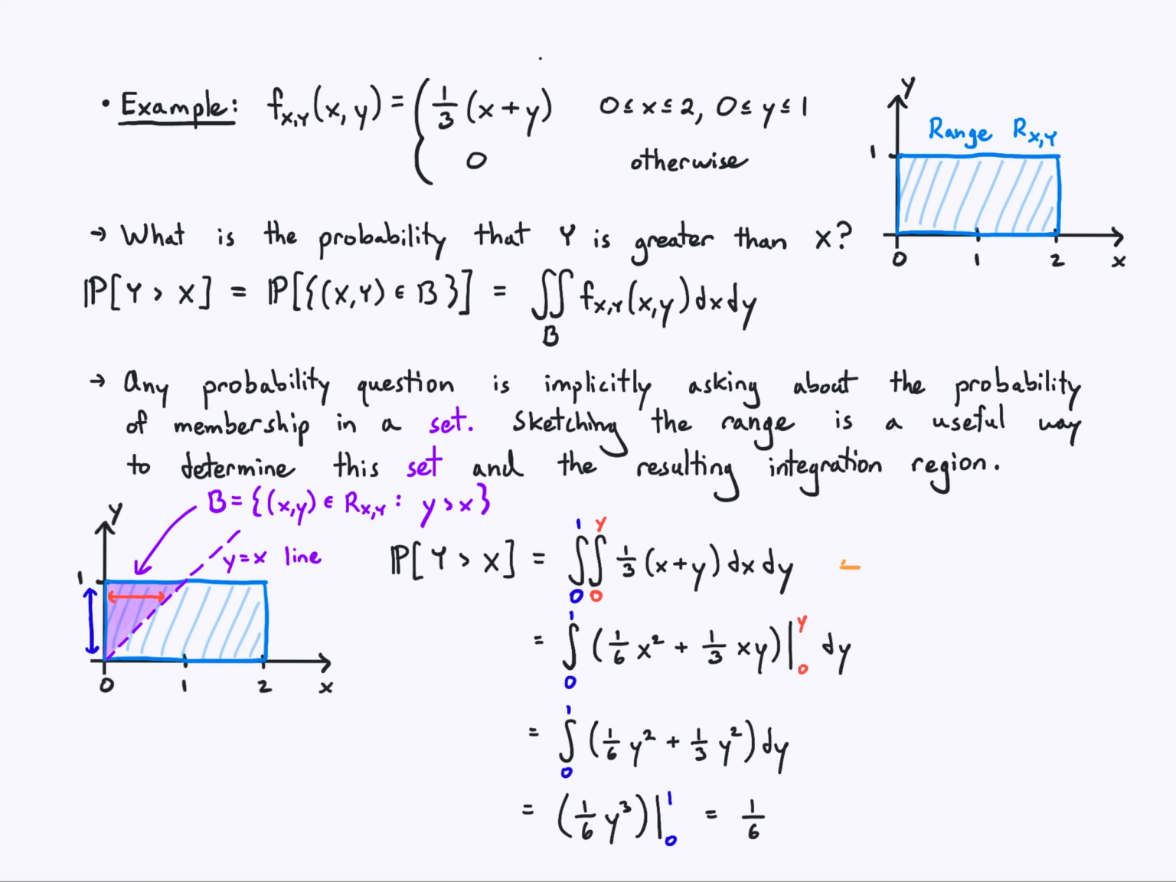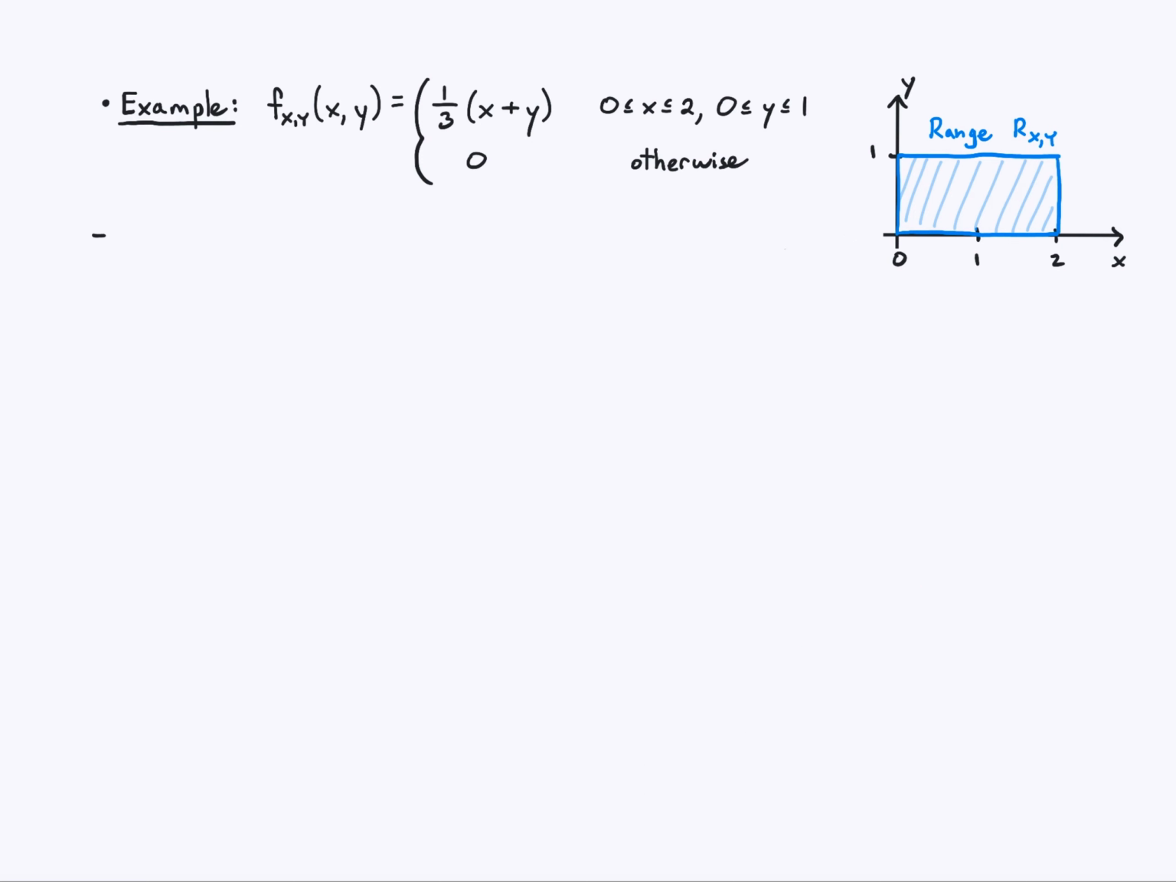Okay, so let's do another example. Okay, so we're going to stick with the same setting. And in this setting, we're going to have, again, the same joint PDF and the same range. And now I'm just going to ask about calculating the probability that y is less than or equal to x. Okay? So we're going to look at two approaches.